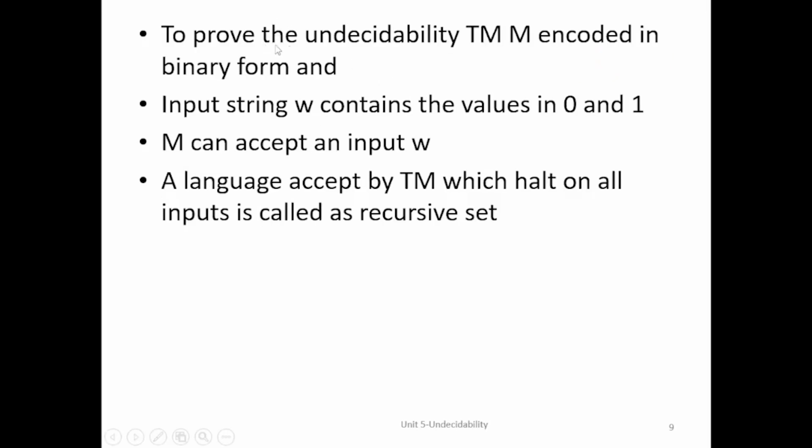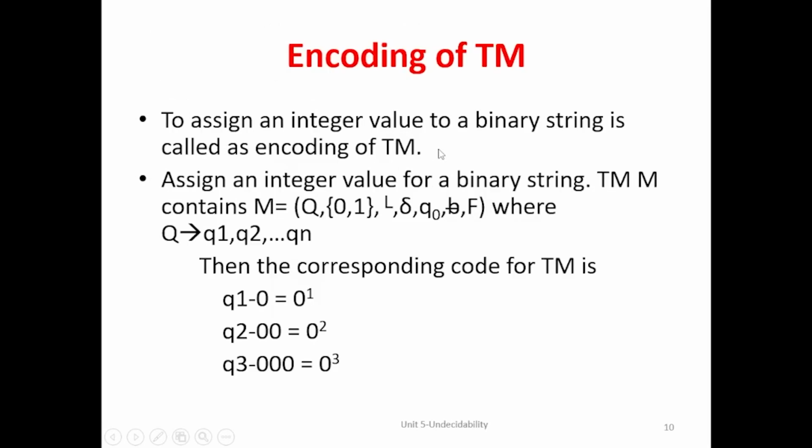If we want to prove undecidability, we should take the input in a binary format, which is called encoding. If you consider a string, its value should be in the format of zeros and ones. The machine should accept that string only in 0 and 1 format. For implementing that category, we should go for encoding of Turing machine. This concept will be discussed in the next class. Thank you.